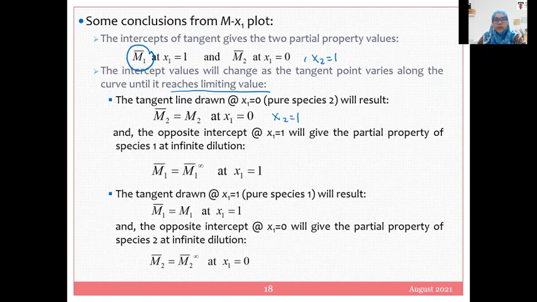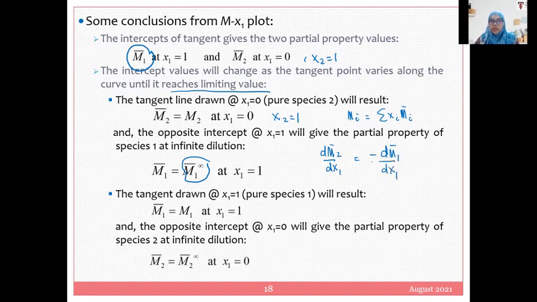So that means the partial properties will be equal to the solution at component 2, because we use this equal to summation. So we are going to use this based on the component. Okay, the opposite intercept, that means we are referring to the equation that has the different or opposite sign. Example, dM partial 2 over dx1 equal to minus dM1 over dx1. So it has the opposite sign. That's why we have this.